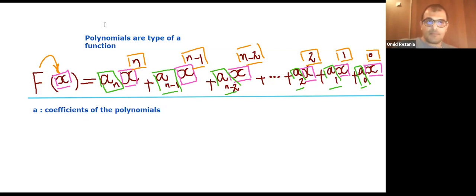Now, I'm going to come here to show you something. We said that these coefficients a, they all should belong to real numbers. For example, 2, minus 1000, minus the square root of 5, anything. And essentially that's the general format of the polynomials.